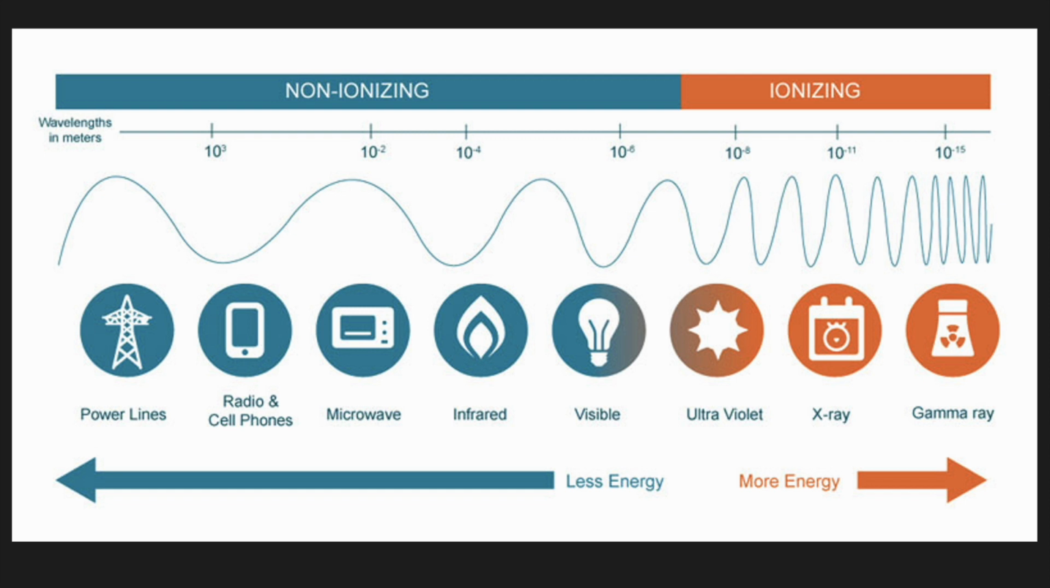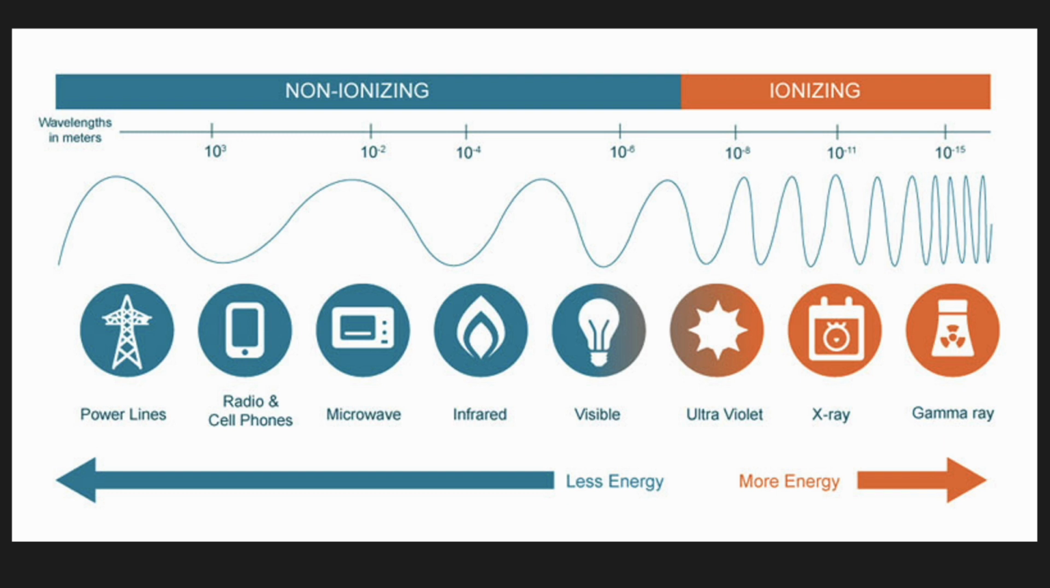So some forms of non-ionizing radiation: radio waves, microwaves, infrared light, and visible light. All of those are examples of non-ionizing radiation. So any waves that come from power lines or your cell phone or from light bulbs, those are all non-ionizing, harmless forms of radiation. Some examples of ionizing radiation are ultraviolet light, X-rays, and gamma rays.